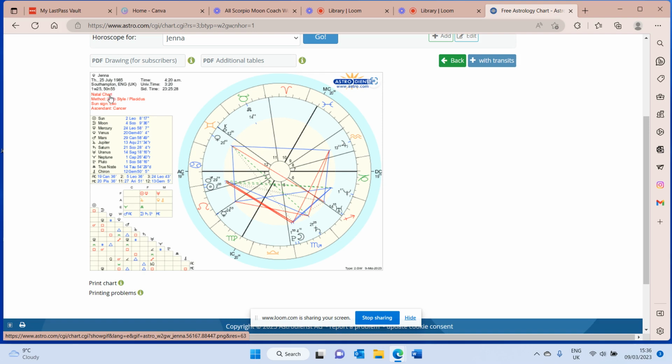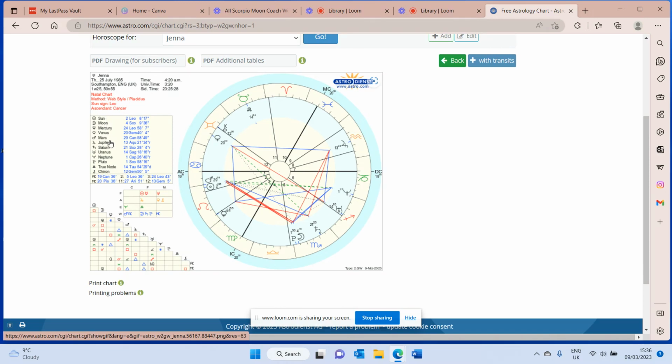Okay. So first thing to do is look down here. This is your sun sign. Most of us know what our sun sign is, so just check that that is correct. So I am a Leo sun. Your ascendant here is also known as your rising sign. So my rising sign is Cancer.